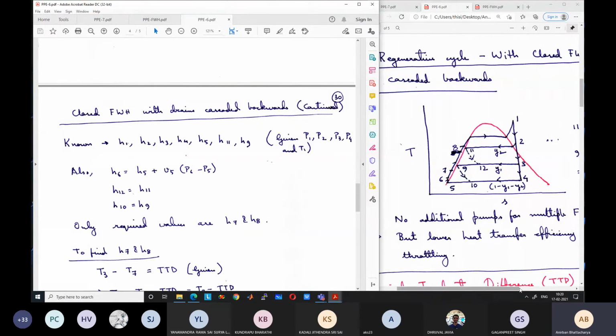So again, in a typical feed water, meaning regenerative cycle, what are the known parameters? In a typical Rankine cycle, what are the known parameters that the engineer decides or is known to the engineer? We have discussed this in the previous class. What are the parameters which can be fixed based on engineering principles or known principles?